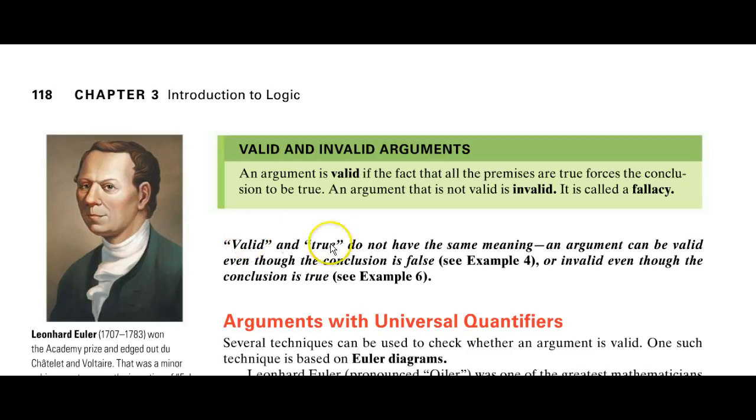Now, valid and true do not have the same meaning. An argument can be valid even though the conclusion is false, or invalid even though the conclusion is true. We'll see this in some of our examples. And there's a picture of Euler. Again, I would pronounce that Euler. I don't care how you pronounce it, but that's what I've heard.